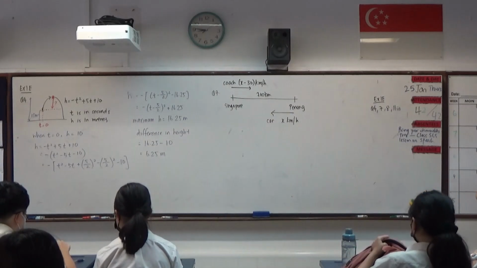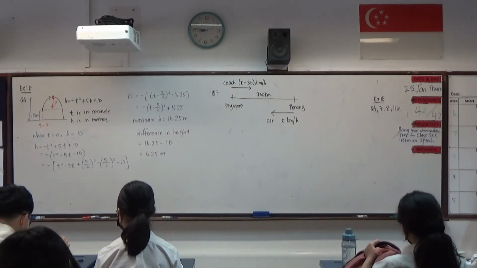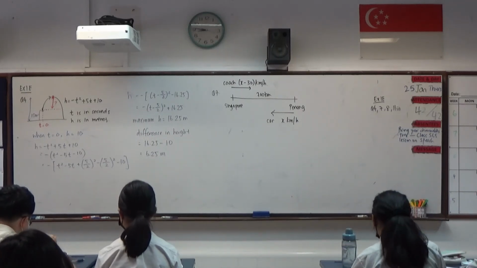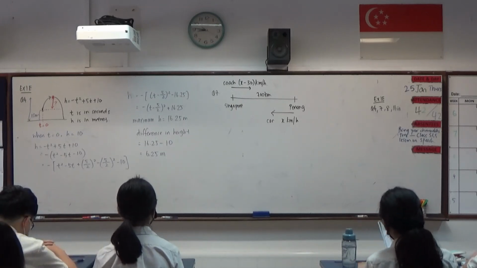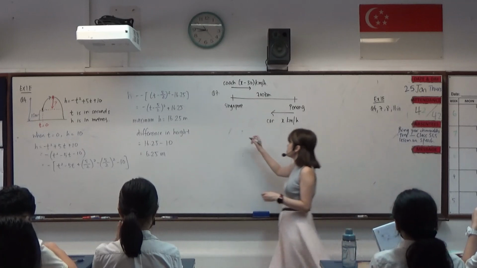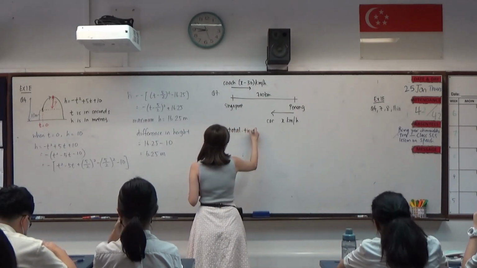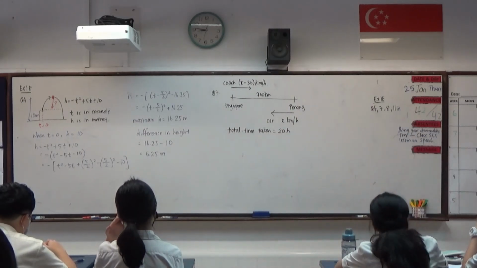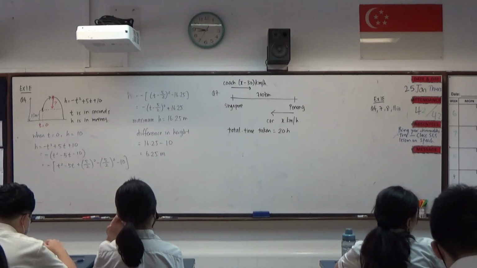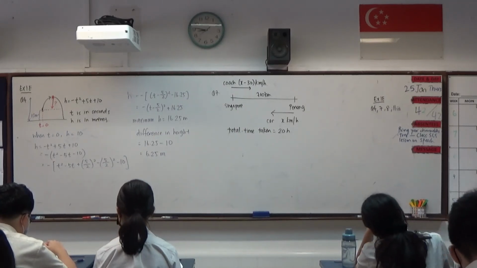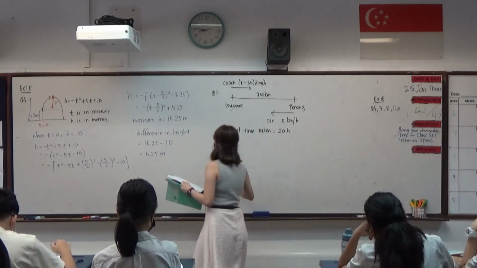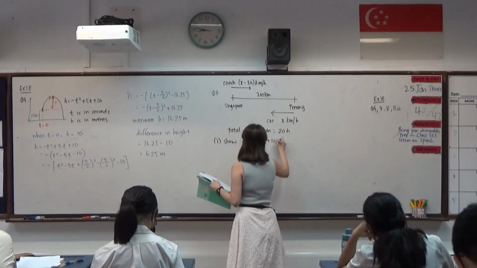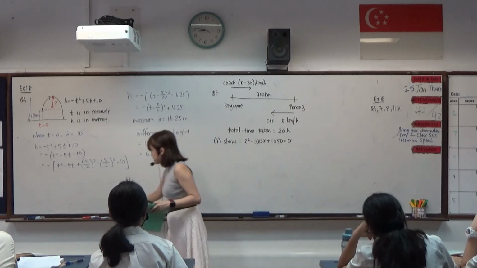Are we able to see these two variables first? Can you understand the question at this point? Then it continues to say that the time taken for the whole journey is 20 hours. Total time taken is 20 hours. We want to formulate an equation in X and show that it reduces to a certain equation. So that is our objective.